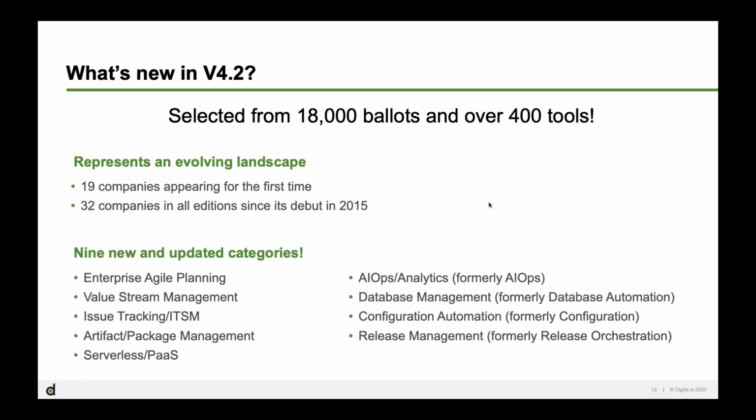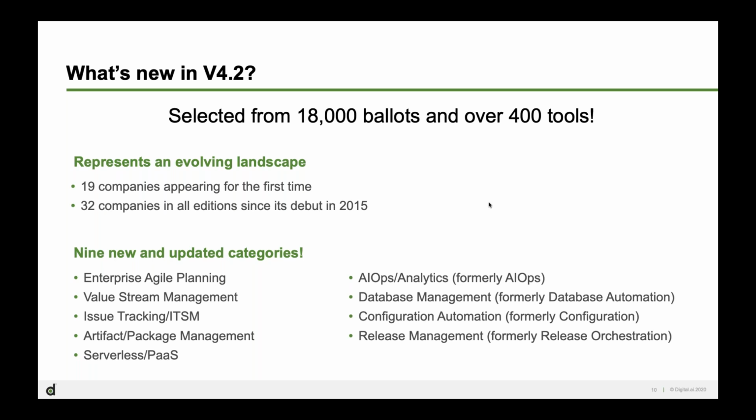One key thing to note is that this version 4.2 of the table really represents an evolving landscape of DevOps. Compared to the previous version, there are 19 companies in here for the first time. But it also shows an evolution of some players who have been here for the long haul. There are 32 companies who have been in all editions since the table debuted back in 2015, but with some new additions and different tools.